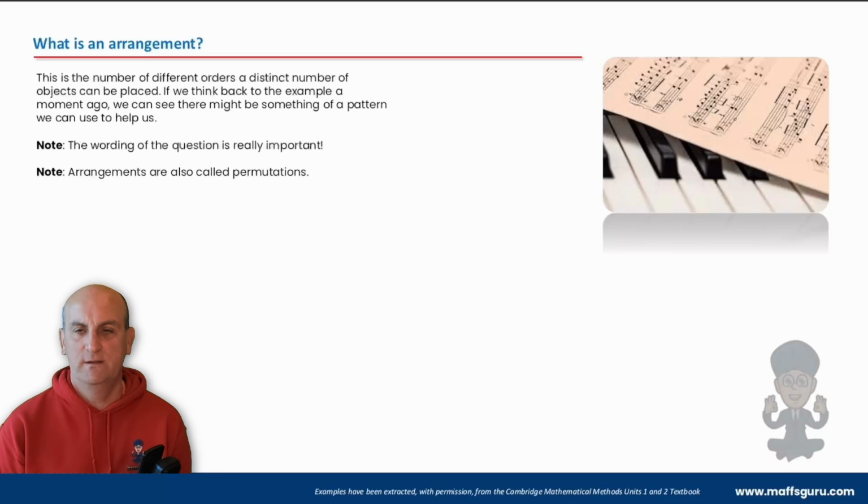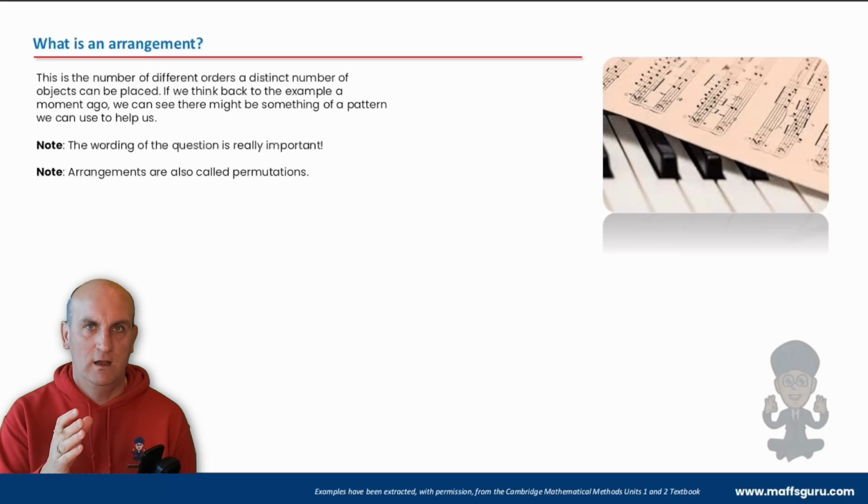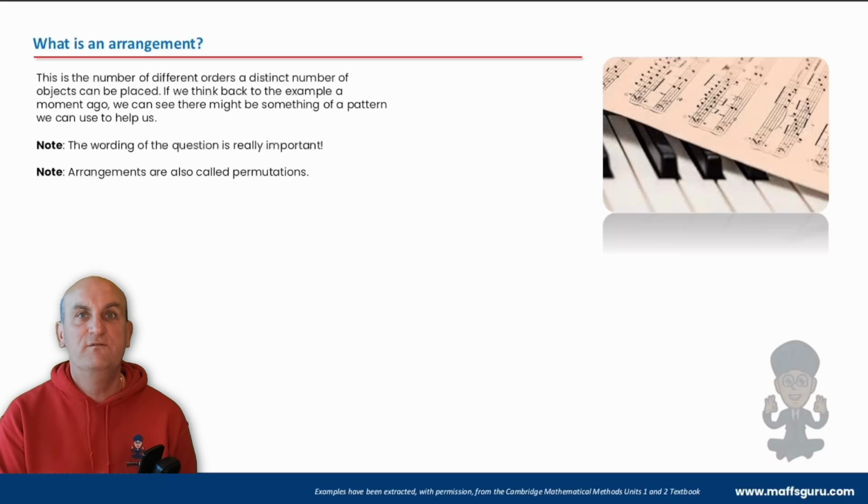Now, what is an arrangement? This is a number of different orders a distinct number of objects can be placed. So as I say, 3 people, 3 seats. So an arrangement would be one of those individual ways of sitting, as we'll come back to in a moment, all right?